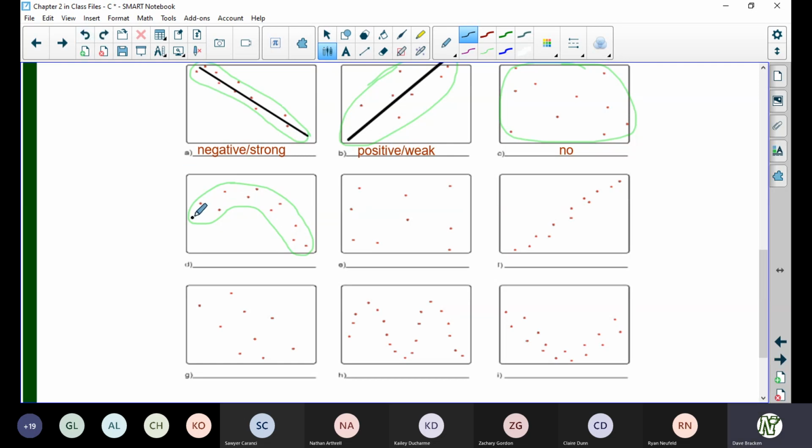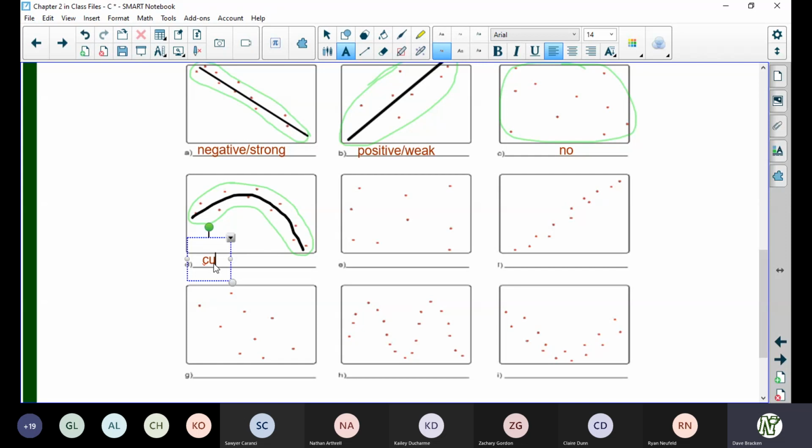That ending part, I wish I would have done a little bit better. Hard to do with a mouse, something like that. Okay. So all we have to say for this one is this is non-linear. This is a curve. Okay.